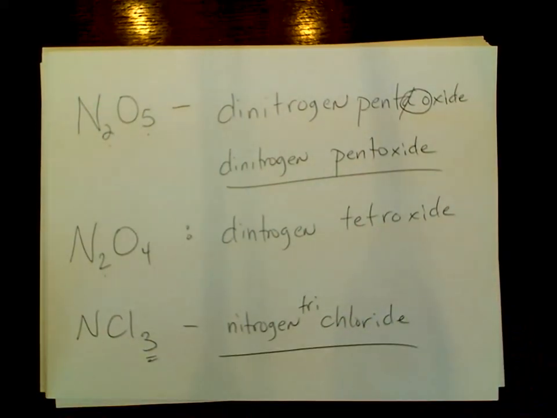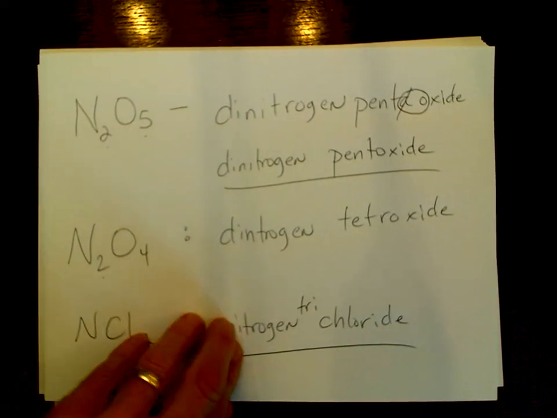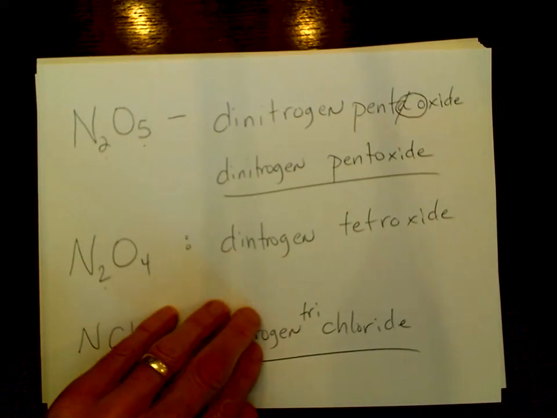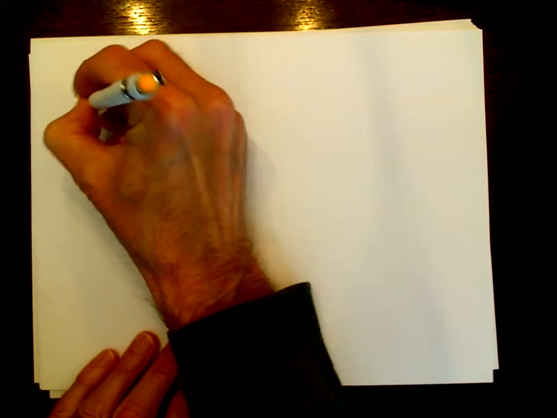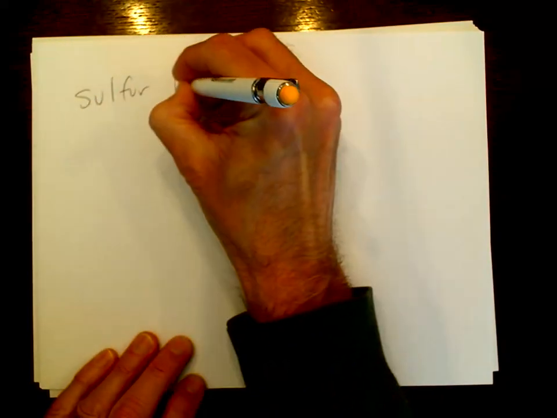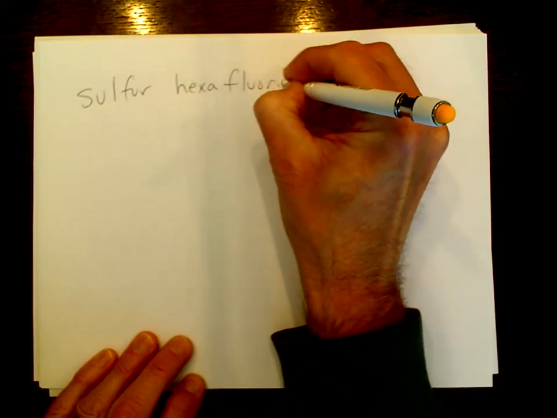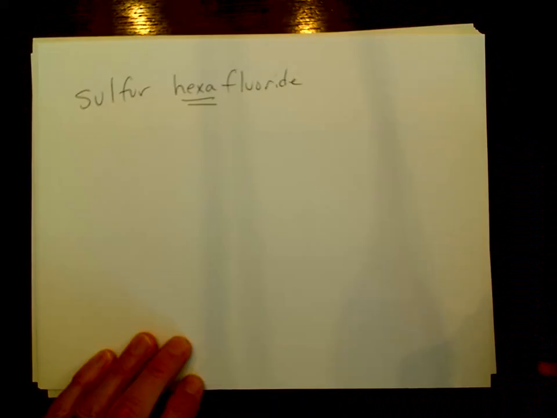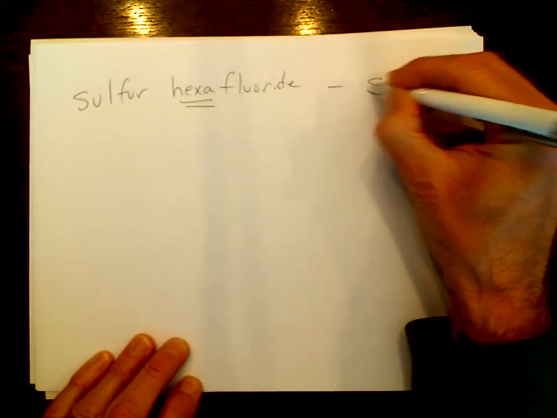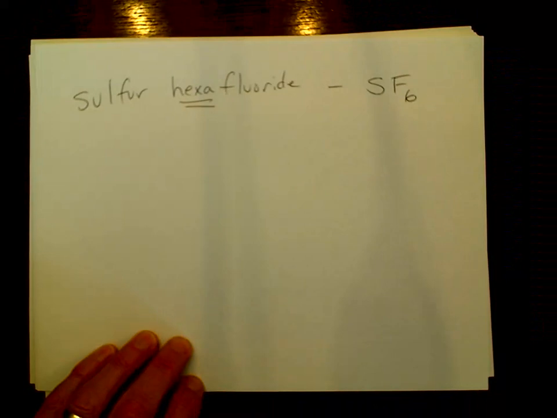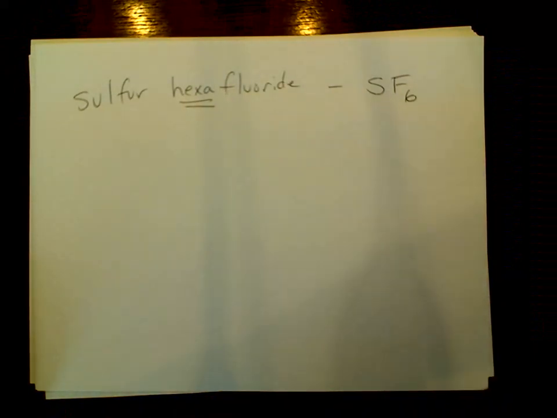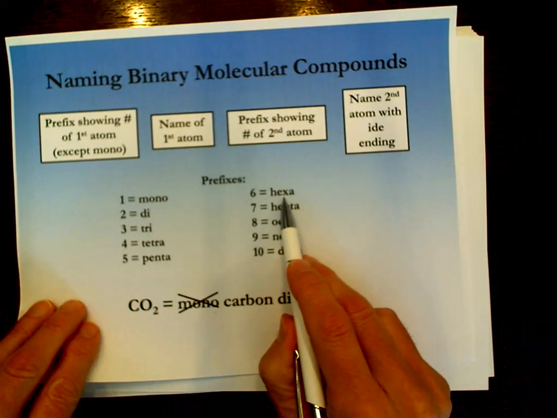So that's going from formula to name. Let's do it in the opposite direction. We're going to do a couple from name to formula. Okay, let's try this one. Sulfur, hexa, well, that sounds like hexagon, doesn't it? Fluoride. Yeah, sure enough, hexa is the prefix for 6. So this is just going to be SF6. You can see it here. And our list of prefixes, indeed, 6 is hexa.